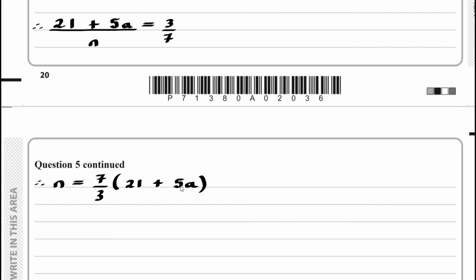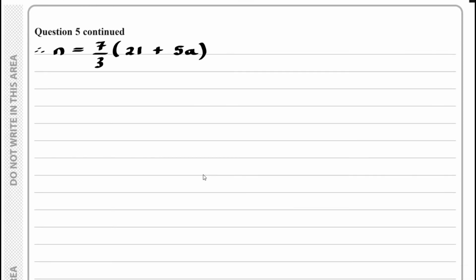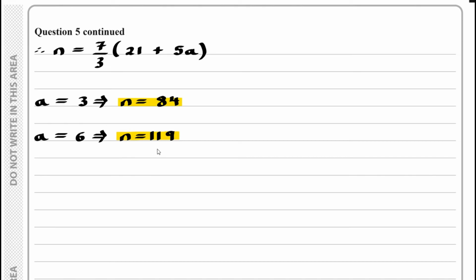So, I know that A can either be 3 or 6. It can't equal 0 because that will give B equals negative 5. So when A equals 3, n is equal to 84, and when A is 6, n is equal to 119. These are the values of n we require.